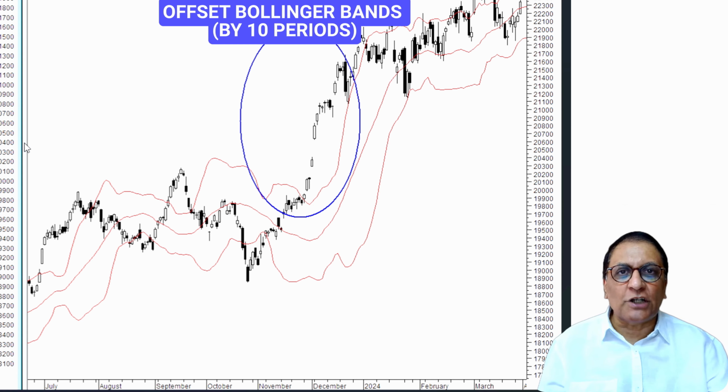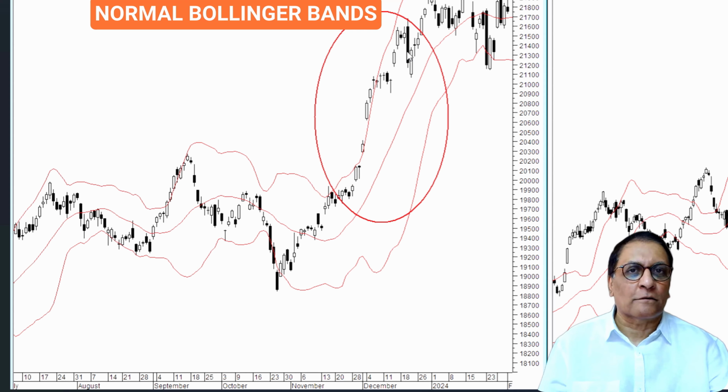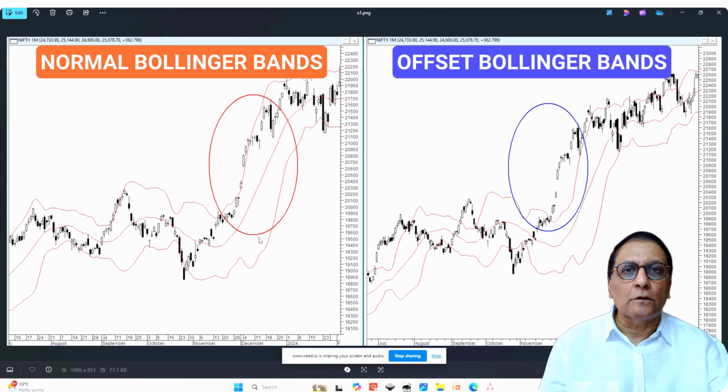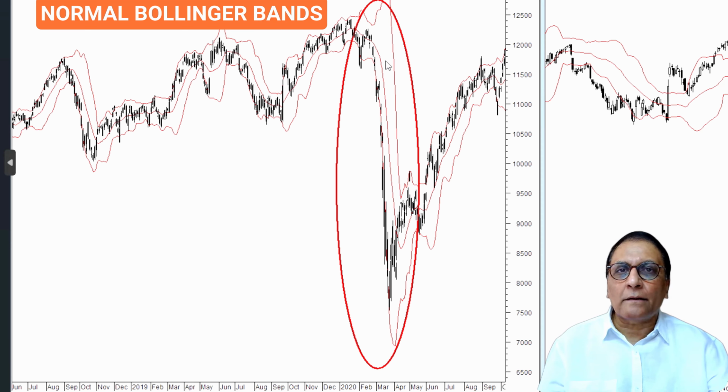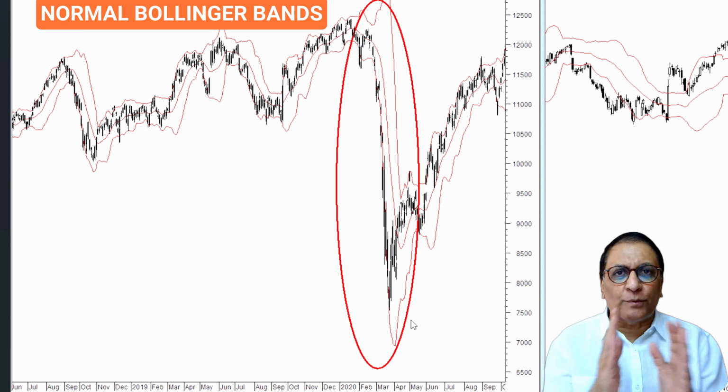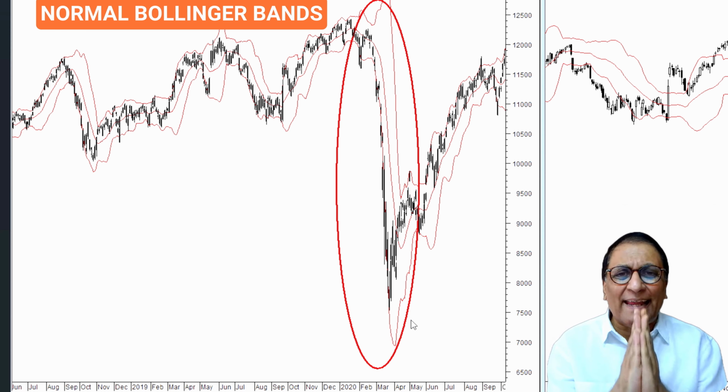If you look at the chart in front of you, you will see how clearly a buy signal came here as compared to no signal coming here. This is an offset Bollinger Band, whereas this is a normal Bollinger Band. Again, take a look at another example where here we had a huge downfall and the band kept staying with the prices without giving you any definitive or concrete signal.